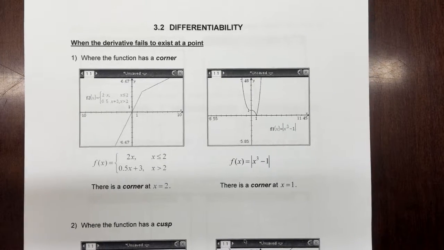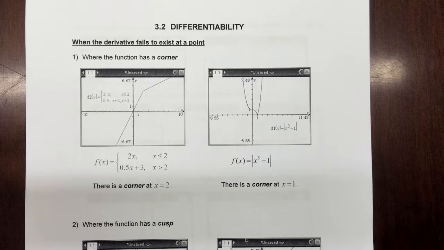Alright, so now we have the notes for section 3.2, which dives more into differentiability. In 3.1 we talked about derivatives. In 3.2 we're going to talk about what happens when a derivative fails to exist and the connection between derivative, linearity, and continuity.